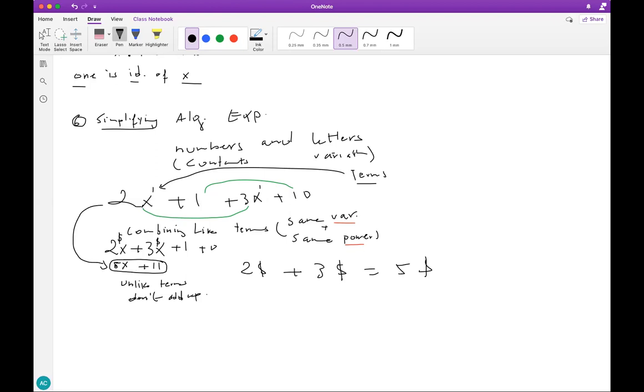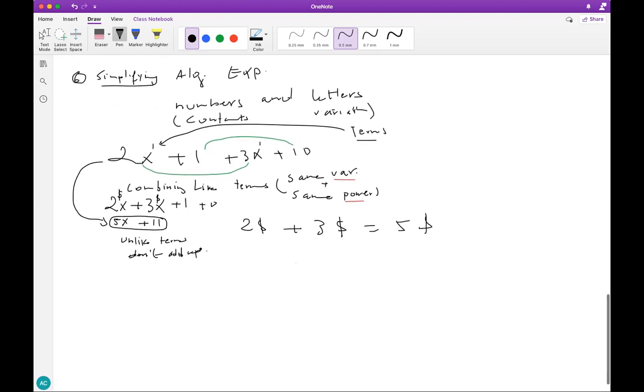Do not make the mistake of adding 5 and 11. These are different. One has x, the other one doesn't. You cannot combine them. Just like having 5 apples and 11 onions, whatever. So you can't combine them. They're different things, different items. They're unlike terms, in other words. Let's do some more examples.